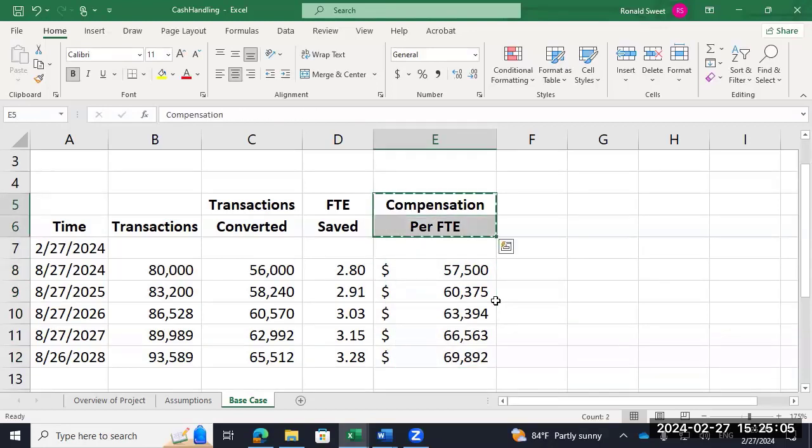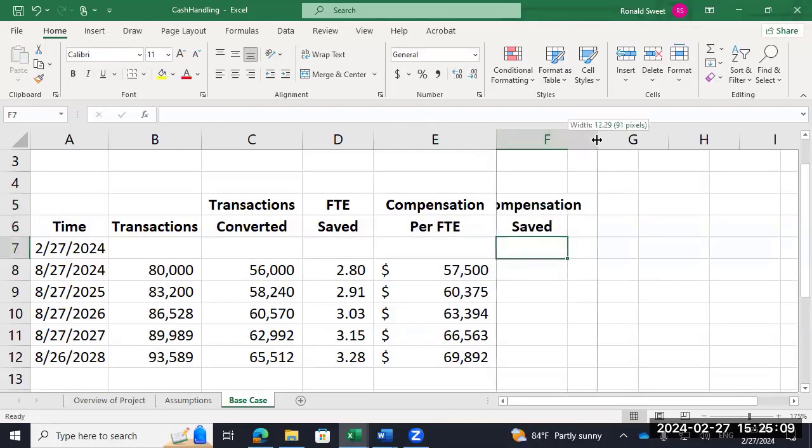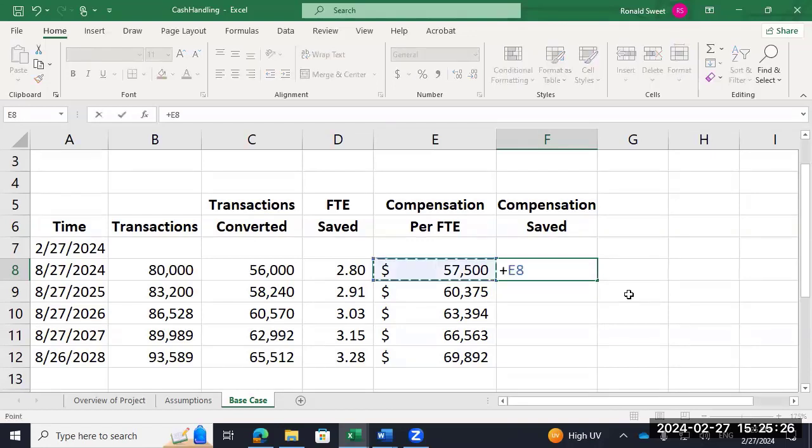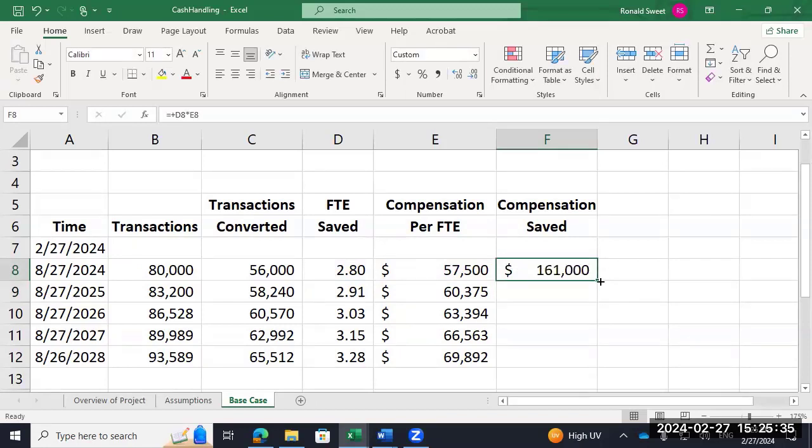And so this is compensation saved. So if you're going to pay each of these workers $57,500, and you're going to eliminate 2.8 of them, how much compensation are you going to save? What would be the formula here? Wouldn't it just be 2.8 times 57,500? Isn't that what you're going to save? And then you can just copy down.